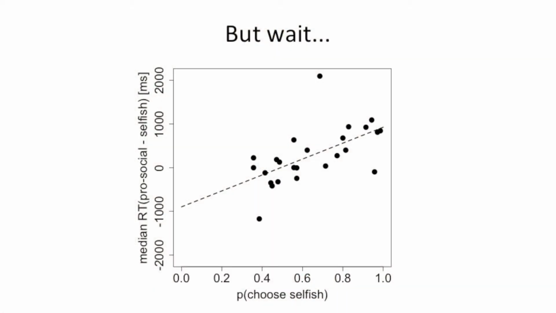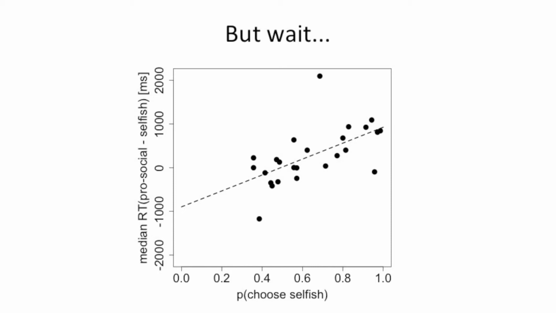So let's look at individual subjects now, and let's look at the probability. Each subject, again, has 70 trials. So we can look at, across those 70 trials, what is the probability that the subject chooses the selfish option? And then on the y-axis, we can look at the median RT difference for that subject's pro-social choices versus that subject's selfish choices. A positive number here would mean that a subject made their selfish choices faster than their pro-social choices.